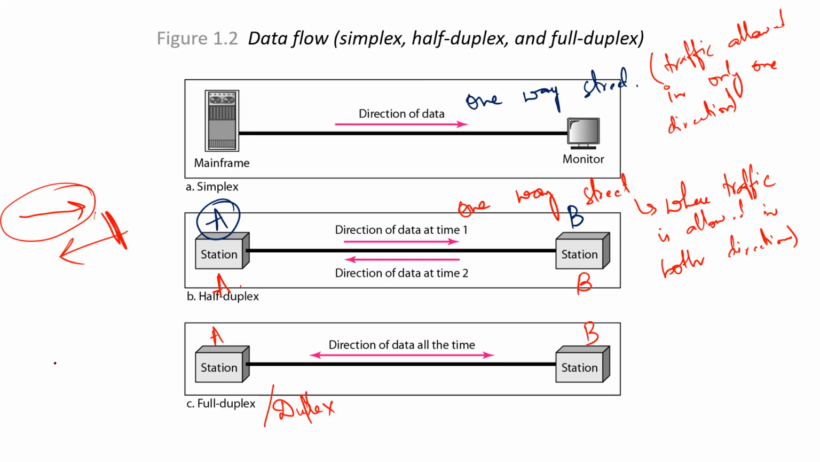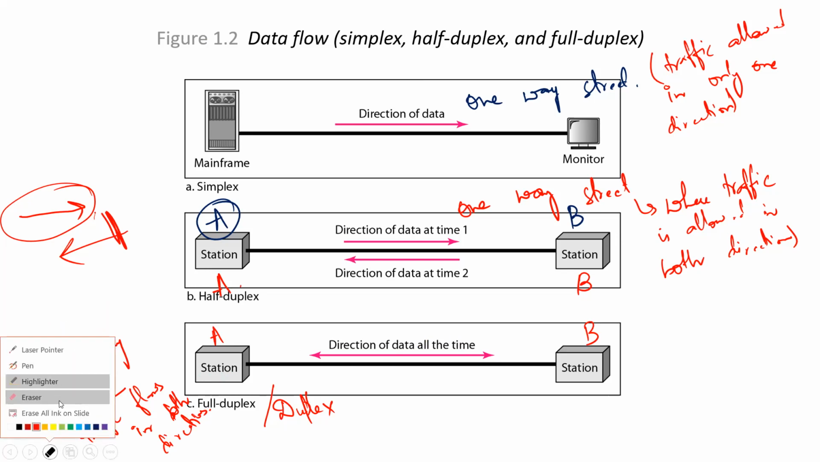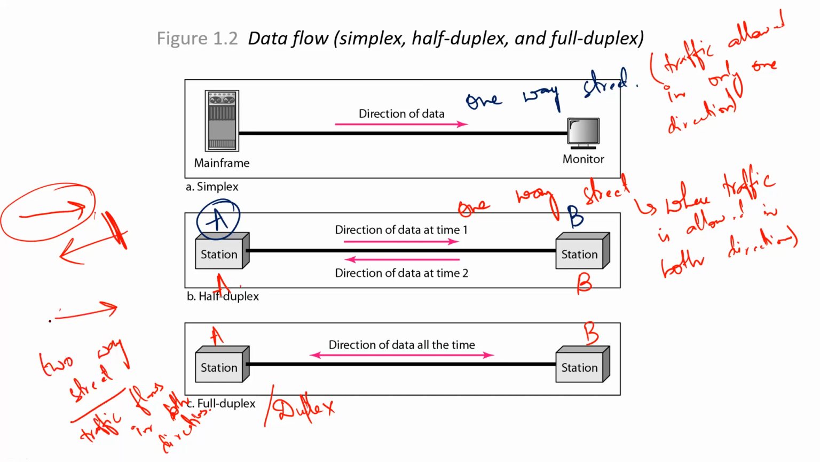If we take the example of our streets, it is a two-way street and the traffic flows in both directions at the same time. So here traffic is in both the directions at the same time. So this can be represented in this way. Actually, not this way, one second. So in full duplex mode, signals are going in both directions.